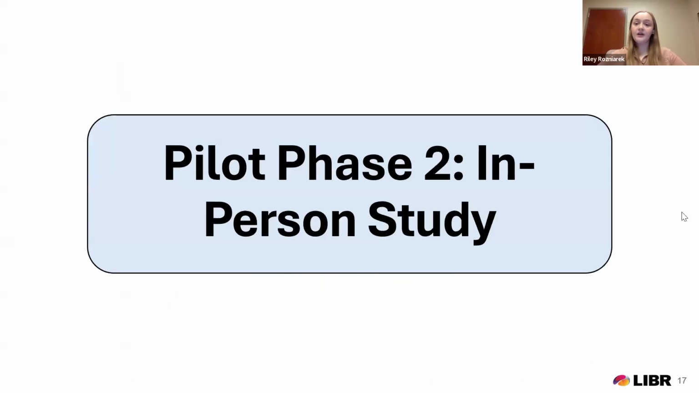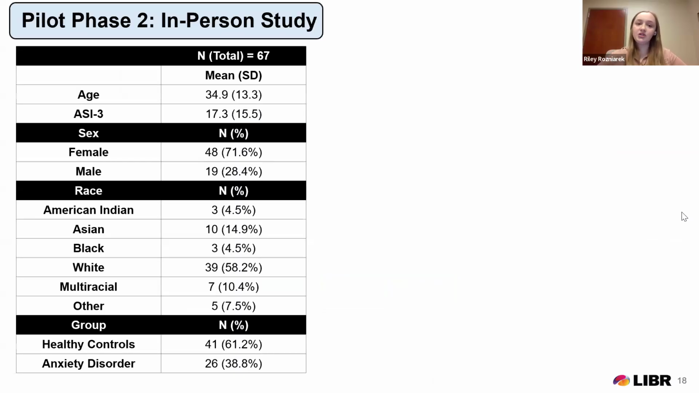Next, we did an in-person pilot study, and for this one, we tested a shock paradigm. We also wanted to get a wide range of anxiety-related traits, mostly focused on anxiety sensitivity, as well as various anxiety disorders. For this in-person study, we had 67 people complete with a mean age of 35, and about 72% were female. We did have 61% healthy controls and then 39% that had an anxiety disorder.